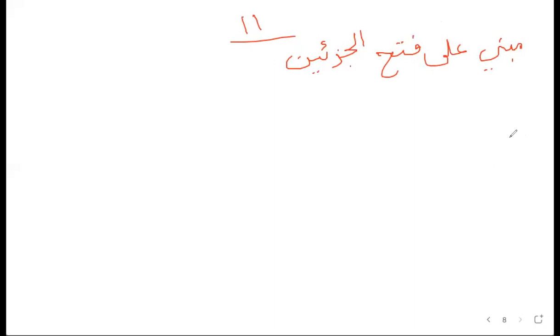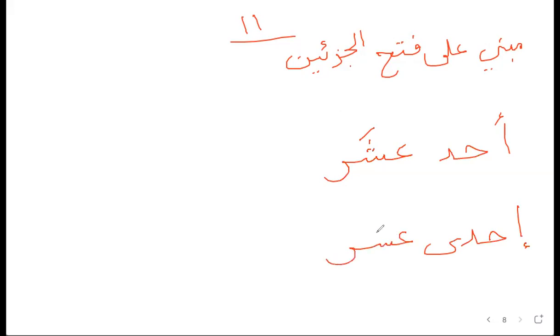But what's the difference? The difference is you have two numbers. You have أحد عشر, and you have إحدى عشرة. So أحد عشر is مبني. This will go with the ma'dud, which is مذكر.